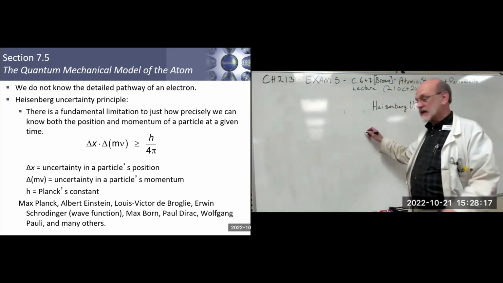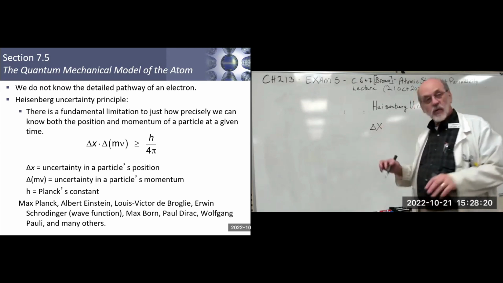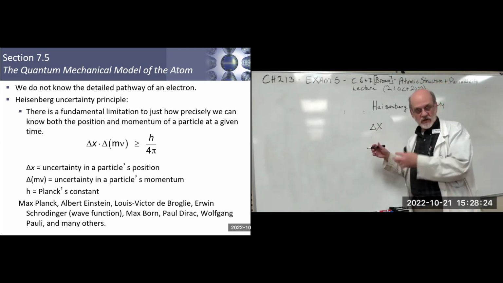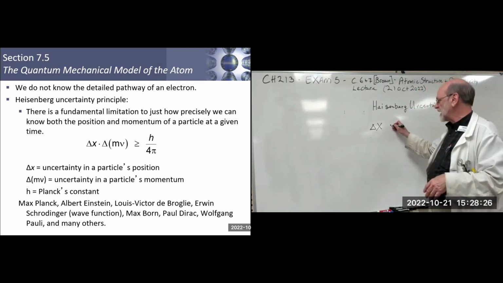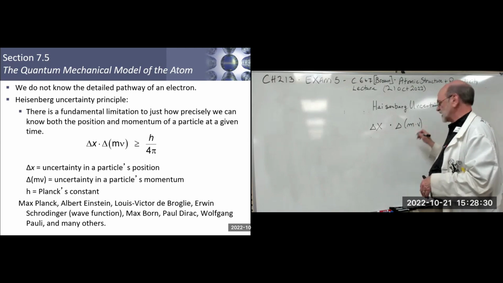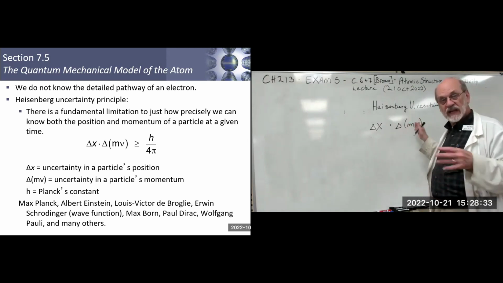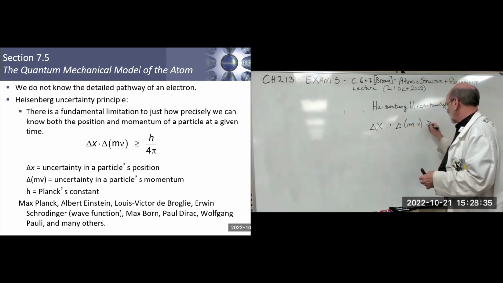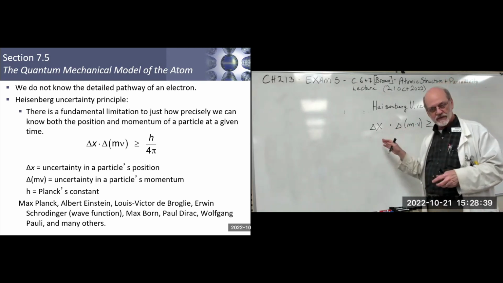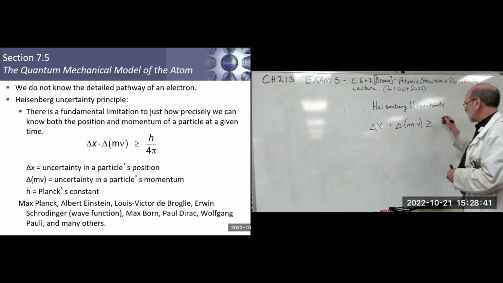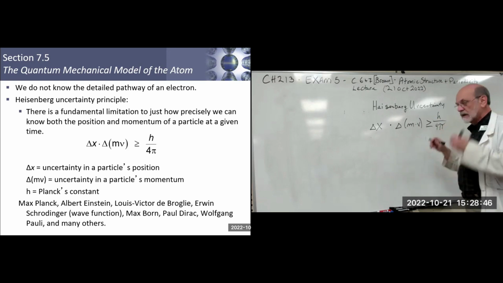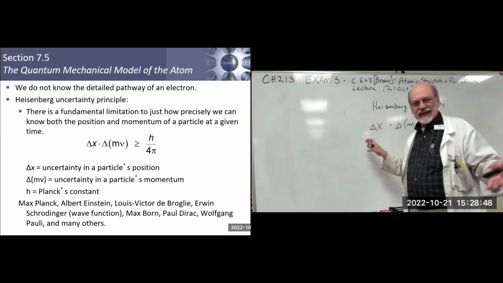Its position is, in this equation, delta x. Delta x means a change, so I'll get to that in a second. And its momentum is mass times velocity. That's not nu, that's v, velocity. And he says, when you multiply these two differences together, they have to be greater than or equal to Planck's constant divided by 4 pi. Okay, what does that mean?